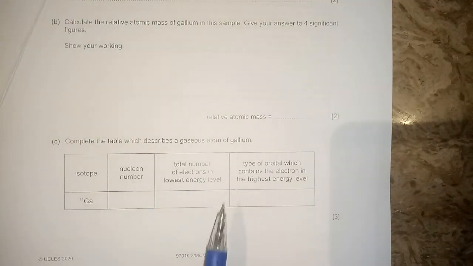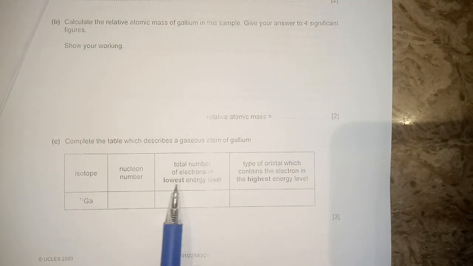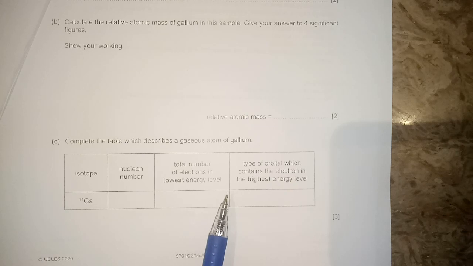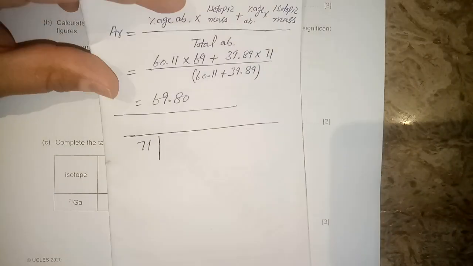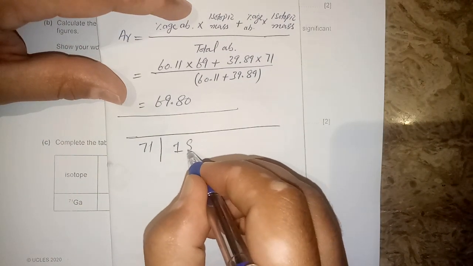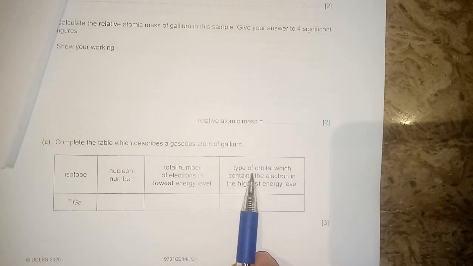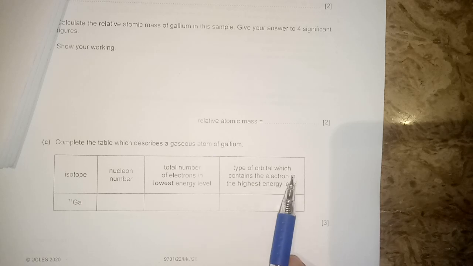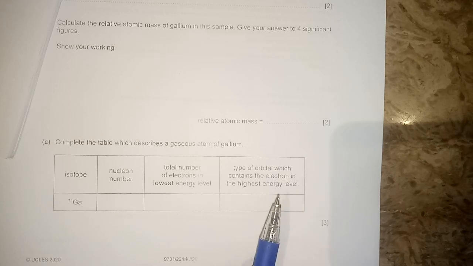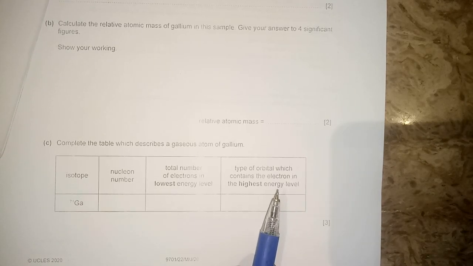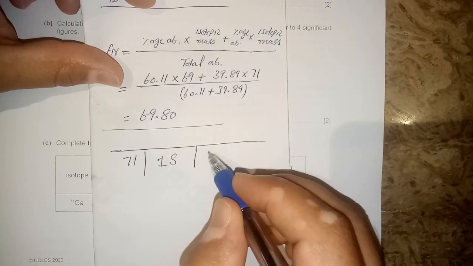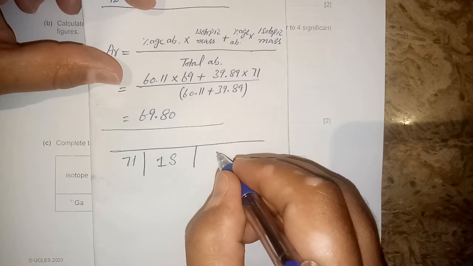Next, the total number of electrons in the lowest energy level. You have to remember each and every element has the lowest energy level, that is 1s. So the electrons are filled in the lowest energy level, which is 1s. Then the type of orbital which contains the electron in the highest energy level. As gallium is in group 13 and group 13 is the p block, we can say the last electrons are filled in the highest energy level, which is p.